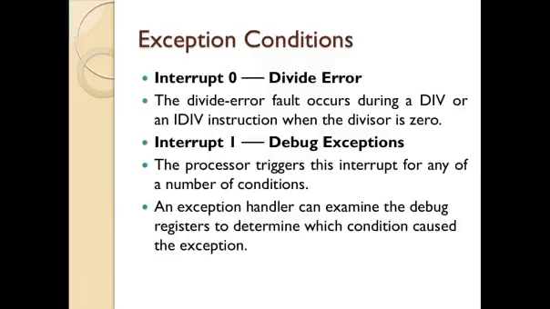The second interrupt is interrupt code 1, the debug exception. The processor triggers this interrupt for any of a number of conditions. An exception handler can examine the debug registers to determine which condition caused the exception. So by using the debug registers DR0 to DR3, the breakpoints are there, and by using debug registers 6 and 7, we can determine what the condition was when this exception was generated.